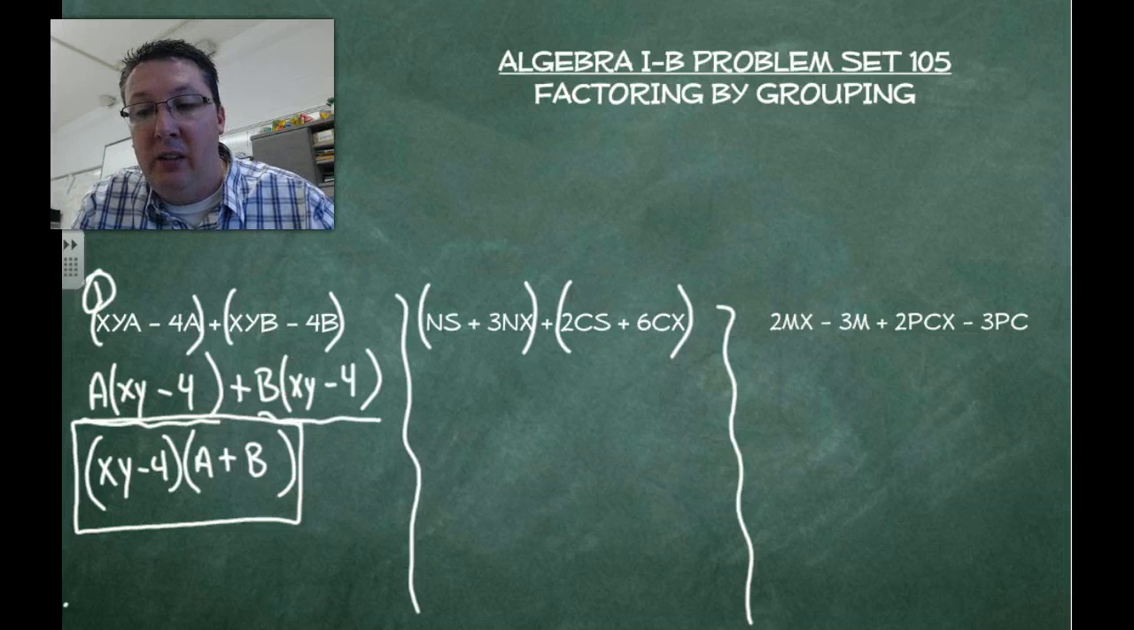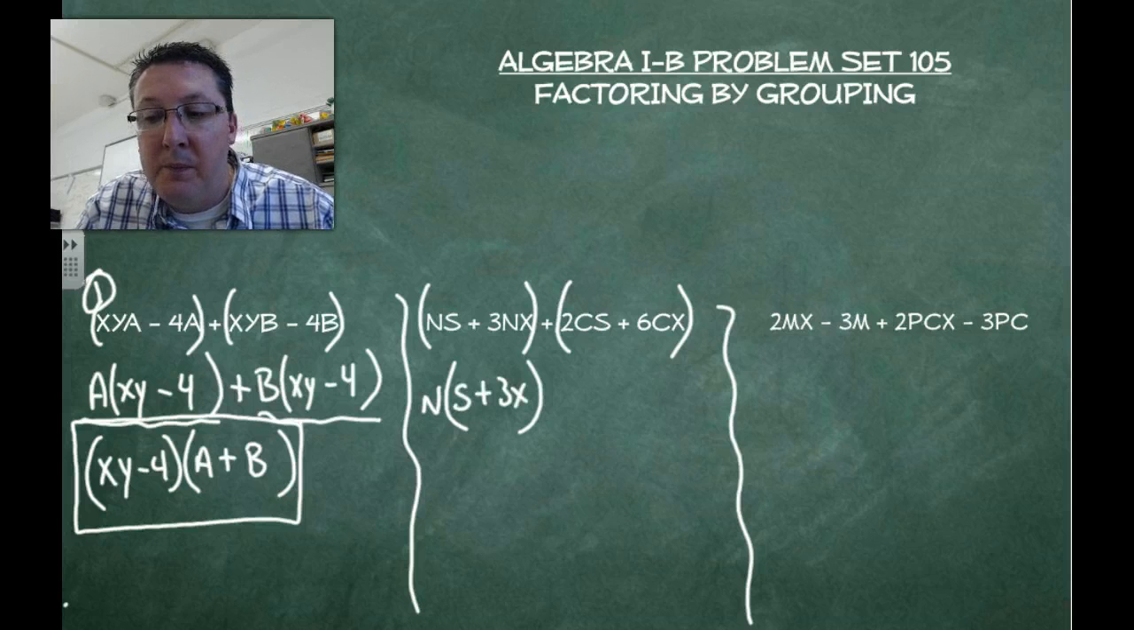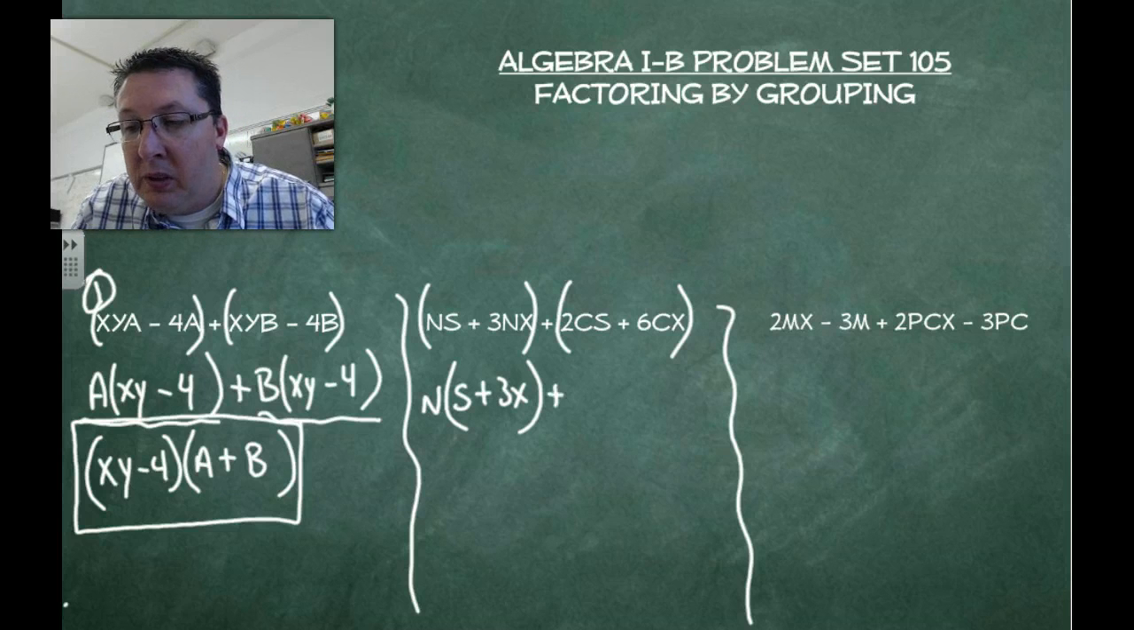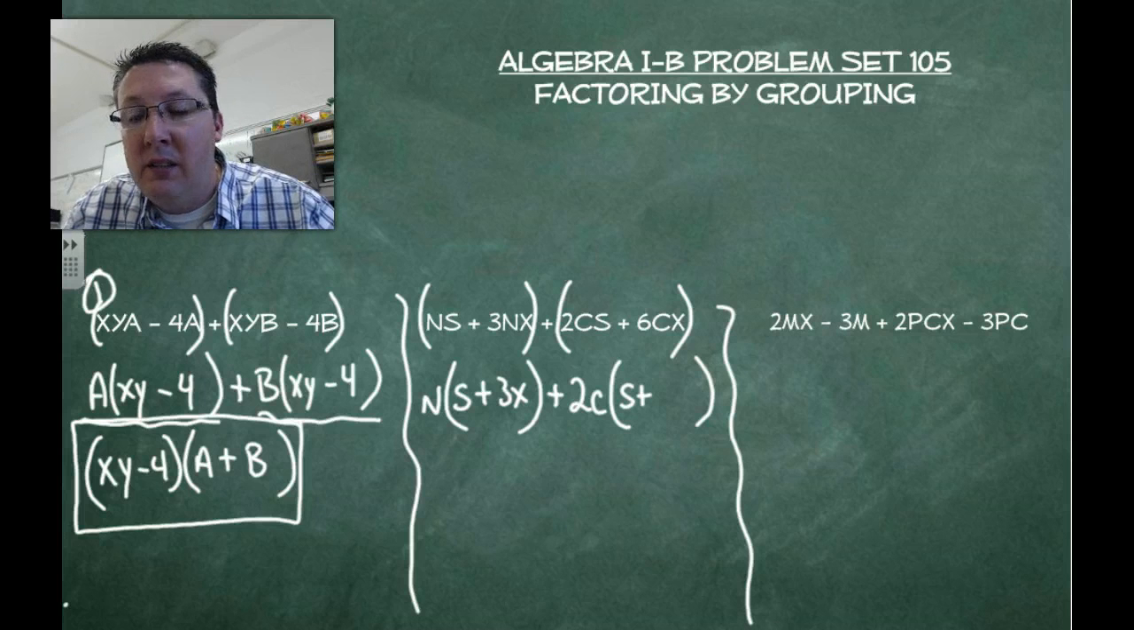Out of this first set, I see that they both have an n, so I'm going to factor out an n. That leaves an s plus 3x. Plus, it's real important to leave that plus sign in between there. In the second group, what can I take out of both of those? Well, a 2 and a 6. They're both divisible by 2, so I can factor out a 2. And I also see that they have a c in common, so I'm going to factor out a 2c. That leaves an s, plus 6 divided by 2 is 3, and I'm left with an x.